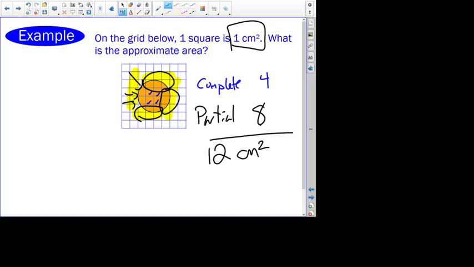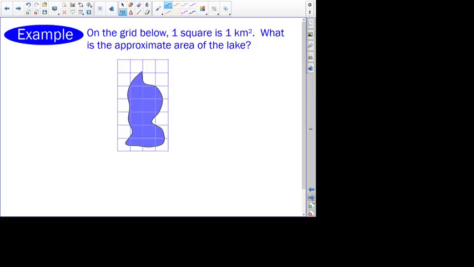One more question. Here we are. This is like an irregular shape. 1 square represents 1 square kilometer. What's the approximate area of the lake? So what we'll need to do then is just mark this off as 1, 1, 2. Wow, these are all completes. So I definitely have 6 complete squares shaded.